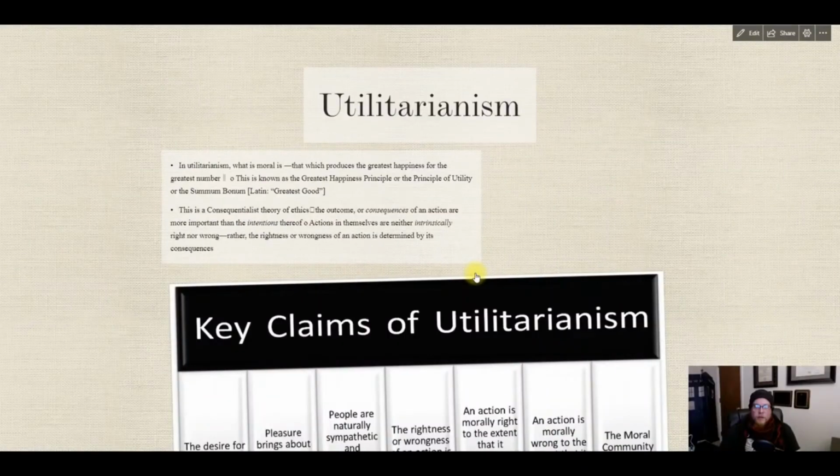Let's get into it. Utilitarianism is the view that what is moral is that which produces the greatest happiness for the greatest number of people. It's a consequentialist theory of ethics, where deontology was focused on intention and what we're trying to do. Utilitarianism, on the other hand, is focused on the outcome, or what actually happens. Frankly, in utilitarianism, intentions don't matter. The road to hell is paved with good intentions. What was the result? We're able to measure the rightness or wrongness of an action based on its results.